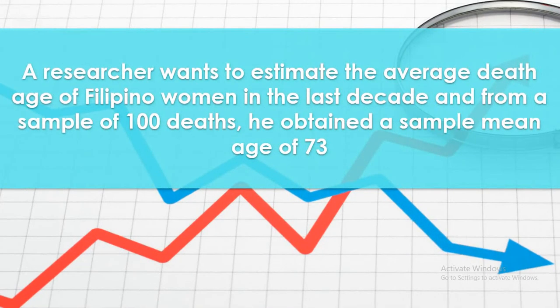Let's have another one. A researcher wants to estimate the average death age of Filipino women in the last decade, and from a sample of 100 deaths, he obtained a sample mean age of 73. So again, we are going to identify what is the population. If we can be more specific, then better. Because obviously, in all researches, we are specifying our parameter. So for the population, we are talking about what numerical description?